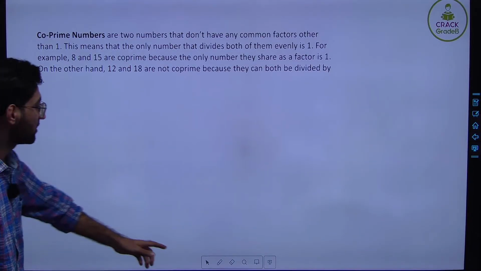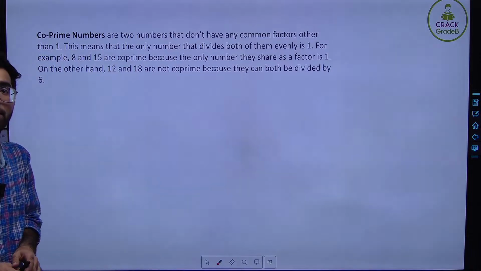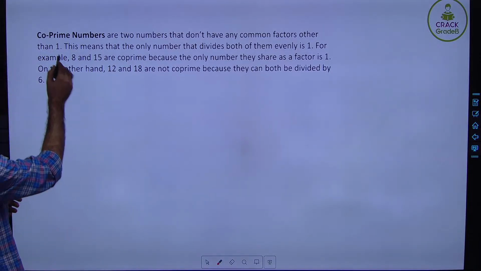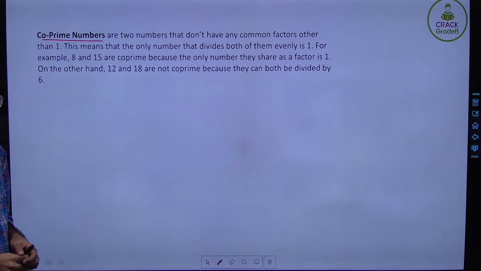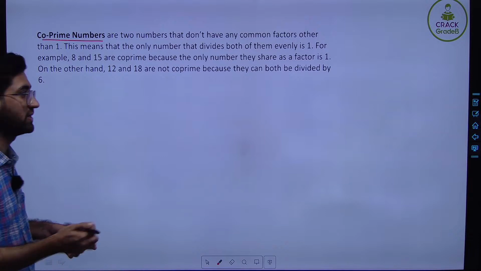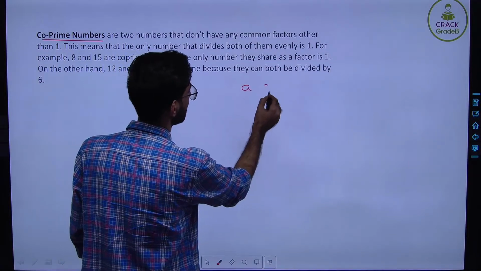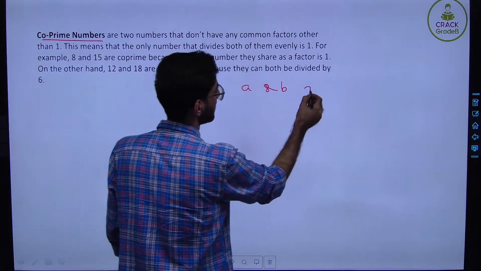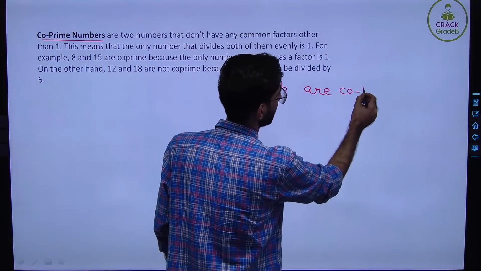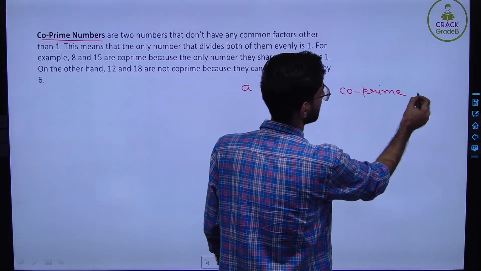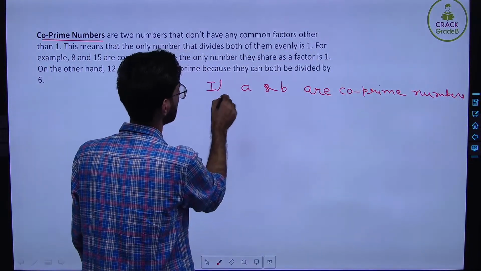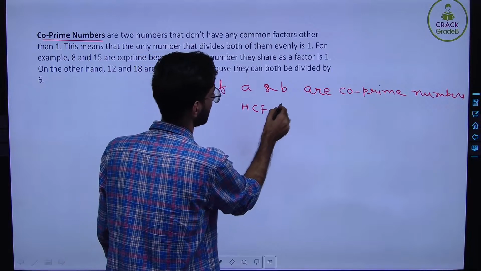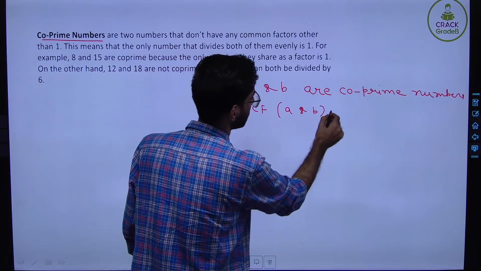Now we will study about co-prime numbers, right? What are co-prime numbers? Co-prime numbers are two numbers that don't have any common factors other than 1. What does it mean? It means that if I say that A and B are co-prime numbers, what does it mean? It means that HCF of A and B is equal to 1.